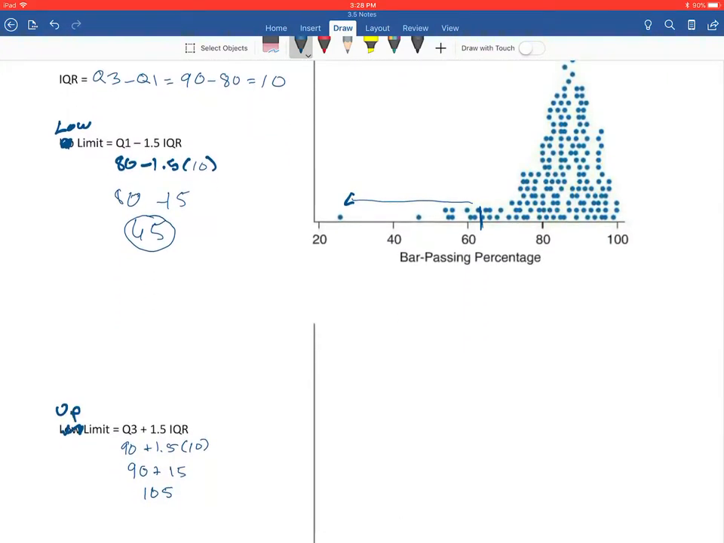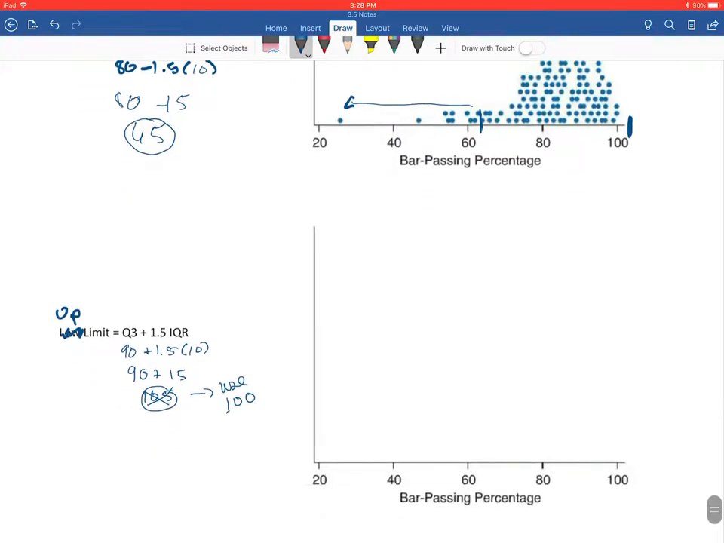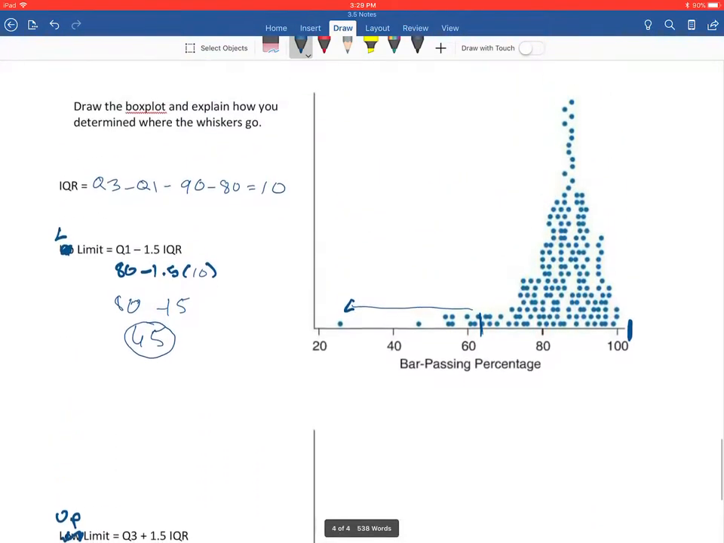However, I've got a bit of a problem now with my upper limit being 105. Are there any values out here past 105? No, there aren't, and not only are there no values there, there aren't any values above 100. So the farthest that makes any sense to draw my whisker here is at 100. So I'm not going to do this. I'm going to use 100 instead. My reasoning is because there's no points out that far. I can only go as far as I actually have data. But now I've got everything I need to draw this box plot.